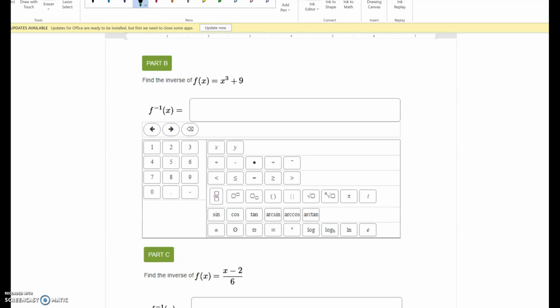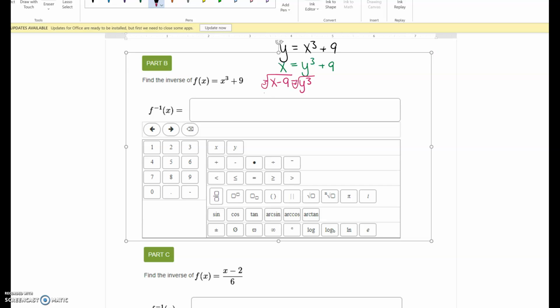Okay. Part B, find the inverse. Step 1, change that to y equals x cubed plus 9. Step 2, change the y to x, change the x to y. Then we need to get y by itself. So we need to subtract 9. And to get rid of this cube, you would do a cube root. So we end up with the cube root of x minus 9 equals y.